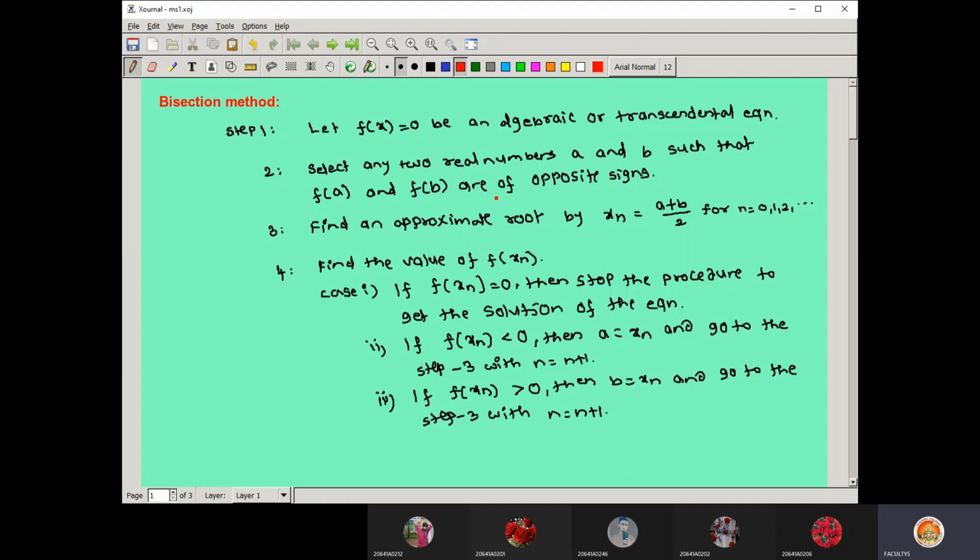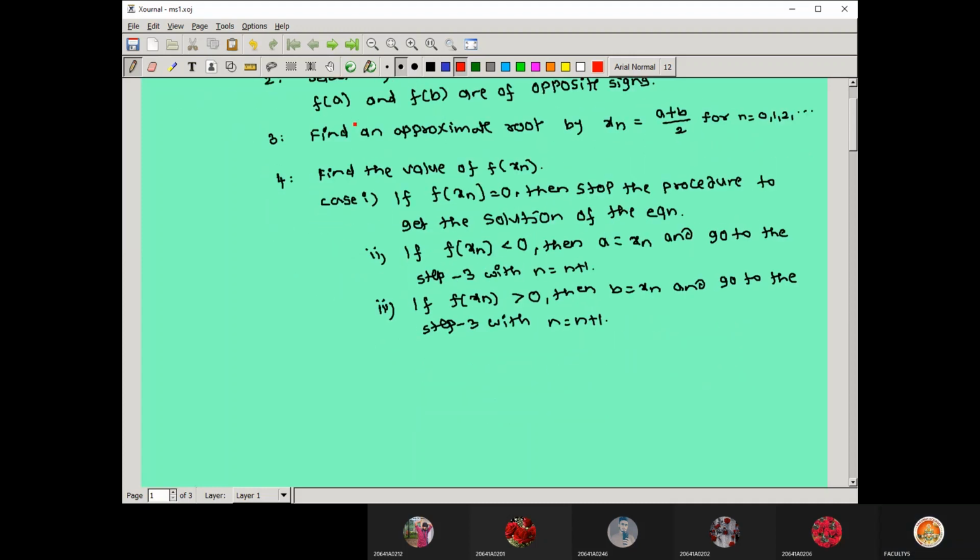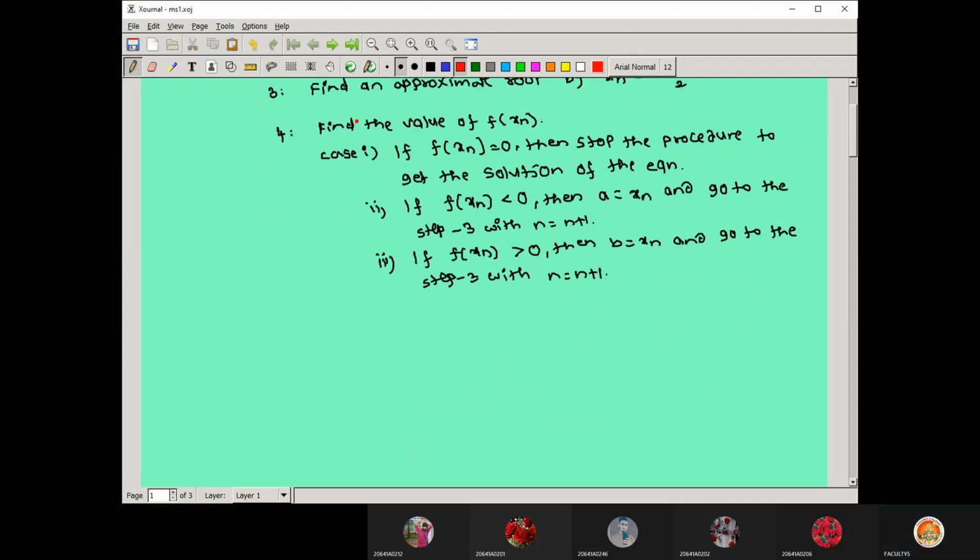Even in the last class, we took certain problems and I gave one problem as homework: x cube minus 4x minus 9. Have you got the answer? Shall I take one more problem so that you can understand the complete procedure?